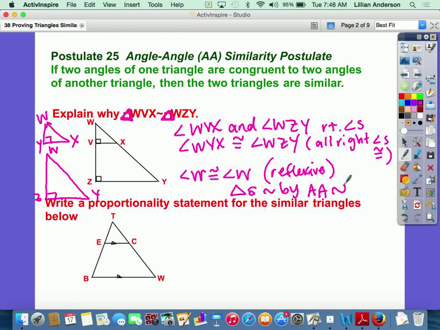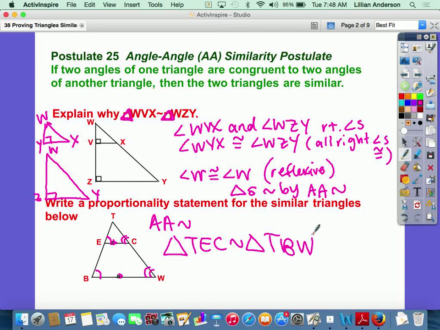Down here, these two triangles are similar as well because you see the symbol right here. That means parallel. That means that angle TEC is congruent to angle TBW, and angle TCE is congruent to TWB, because those are corresponding angles. So yes, these two triangles are similar by angle-angle similarity, and my similarity statement will be triangle TEC is similar to triangle TBW. The same way I would write a congruency statement is the same way I would write a similarity statement.